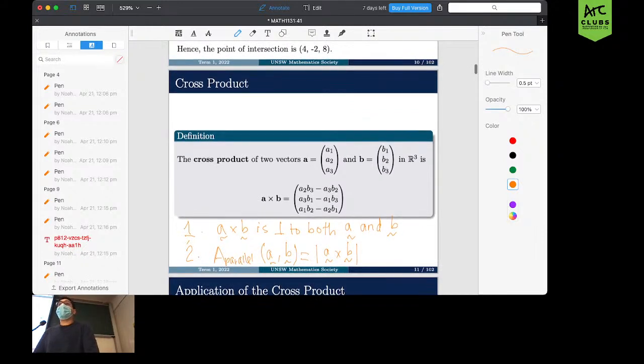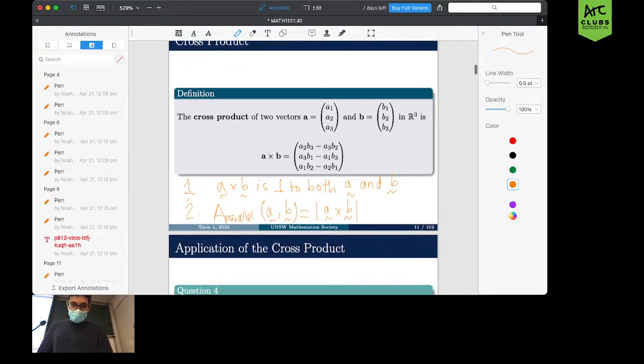Does anyone have any questions about the properties of the cross product? No? Okay, let's move on to a worked example.